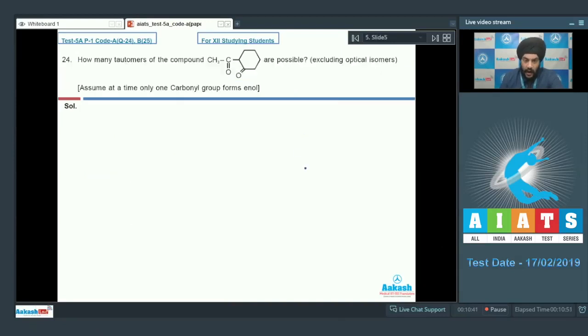Question number 24. How many tautomers of the compound are possible? So we have to exclude the optical isomers, and we have to assume that at a time only one carbonyl group forms the enol. So let us try and draw the tautomers of this structure which is given to us. So we have this structure. Now we have two carbonyl groups in this compound, and we can have tautomerism around both of these carbonyl groups. So let us first have the case where this carbonyl is taken into consideration. So there will be two cases of the enols formed. Let us try and draw them.